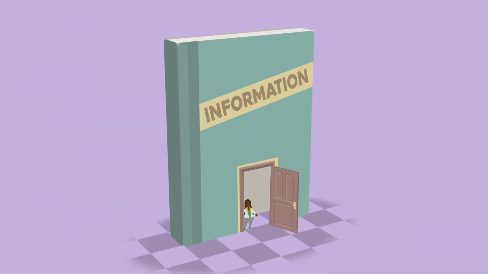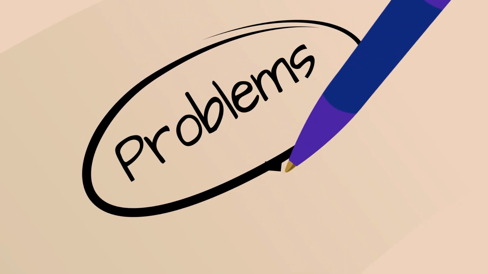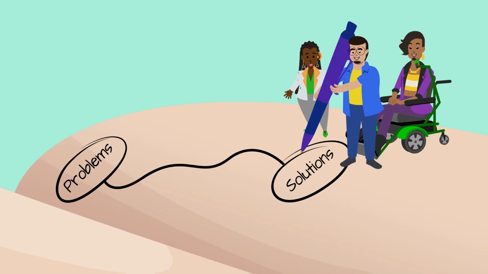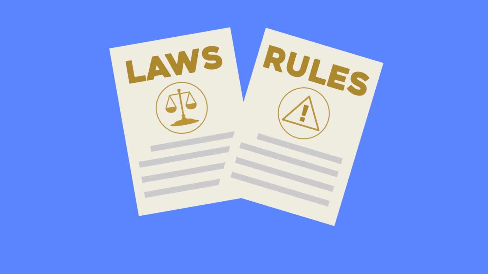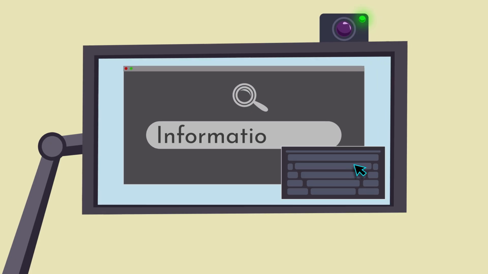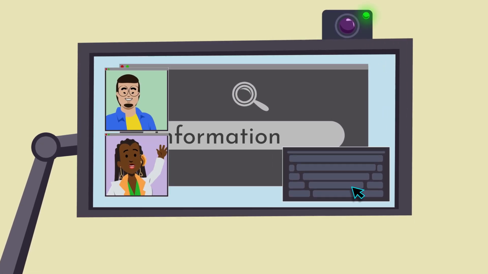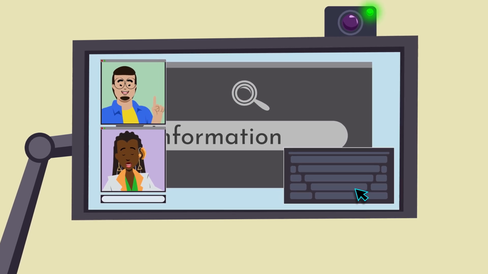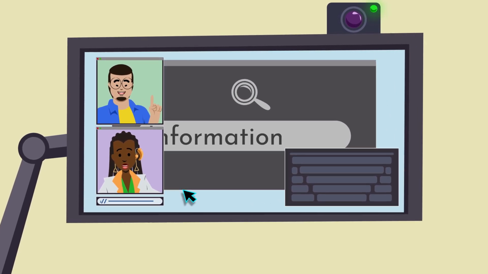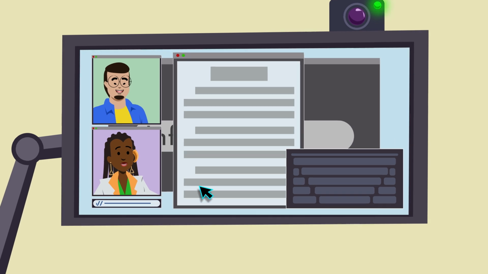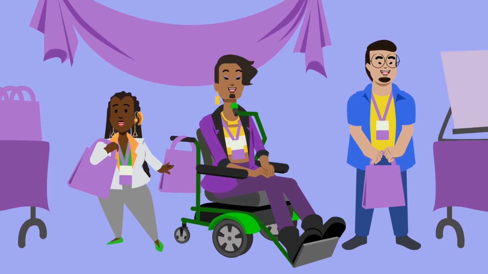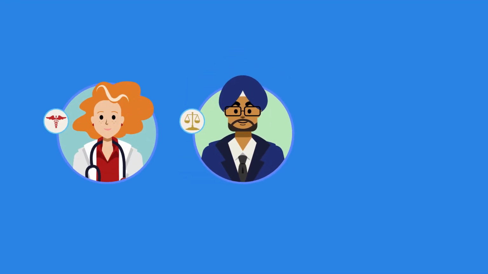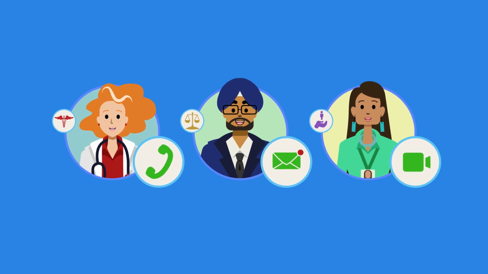You'll need to have information. Think about the problem you're facing and what some of the solutions could be. Then find out what laws and rules may affect your situation. You can look up information online or talk to other members of the disability community. Chances are you can find someone who has faced the same issue you are dealing with, and they might be able to point you towards resources that can help, like informative videos, podcasts, online and in-person events, and more. You may also need to find support from other people to help you with your problem.